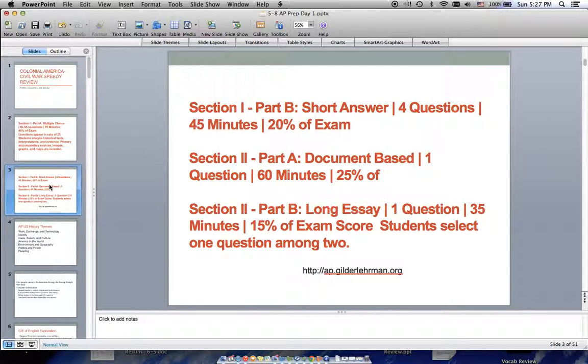You'll then have a short answer section, which are the ones like A, B, C, where you answer each portion of it. You get 4 questions and 45 minutes to answer that, and that's 20% of the exam. You then have your DBQ, which, again, to remember, you should use half plus one of the documents.